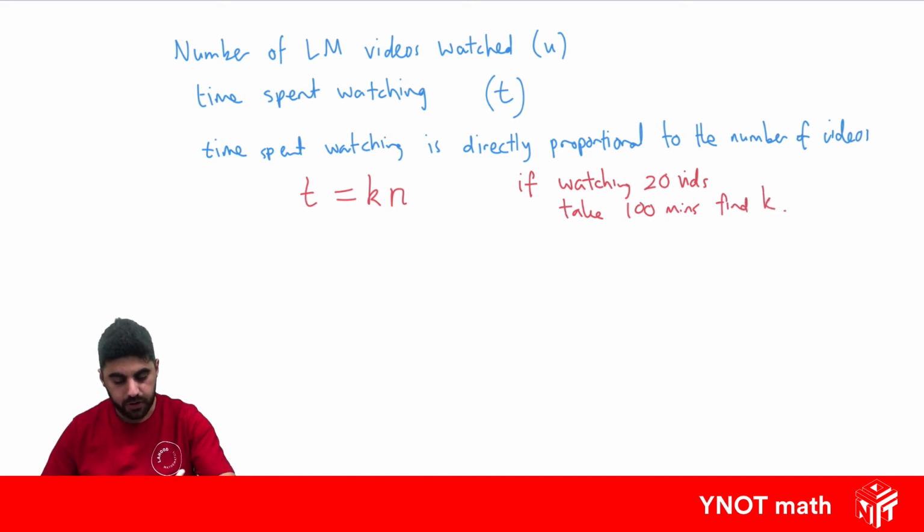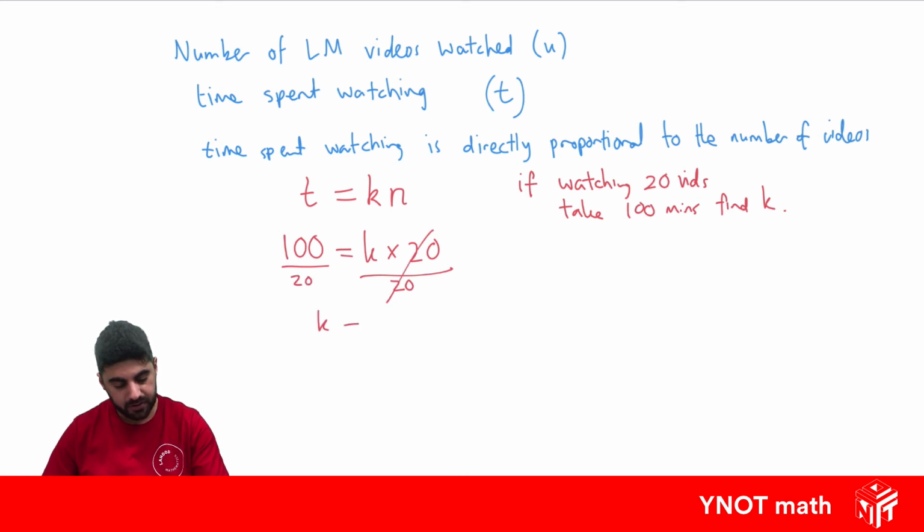So we know if we're watching 20 videos, that's the number of videos, so n will be 20. Time taken to watch those videos is 100, so t is 100. And we can now find k by dividing both sides by 20. And k is 100 divided by 20, which is 5. So once we find that value of k, it stays true the whole time. So the new equation becomes t equals 5n.